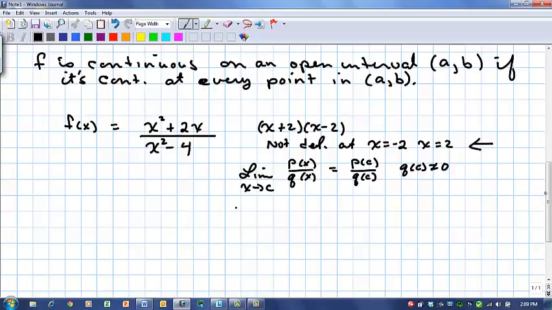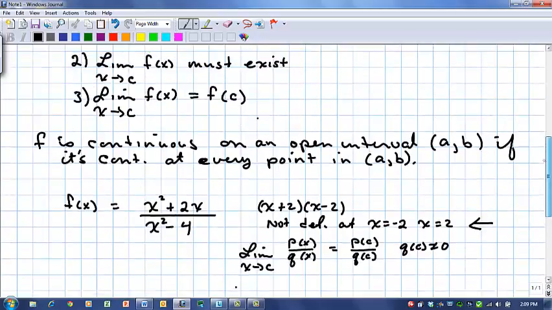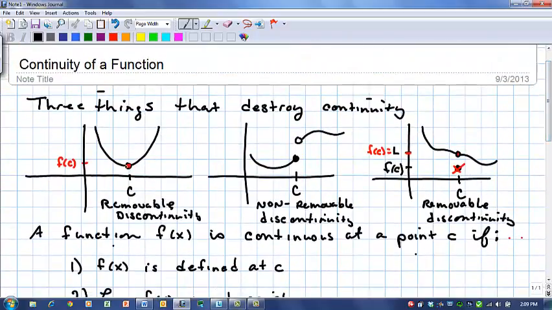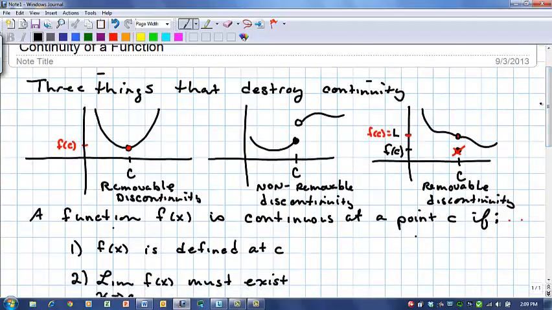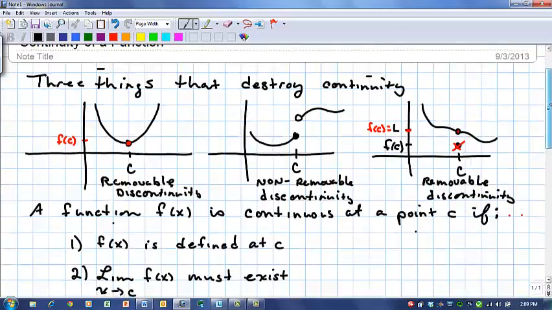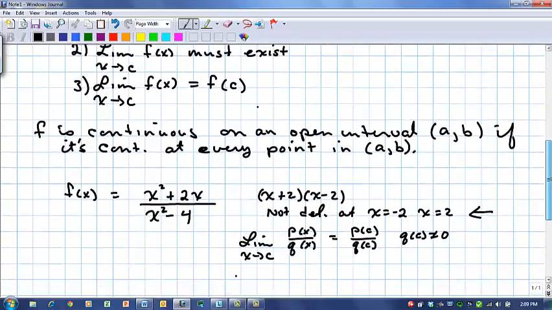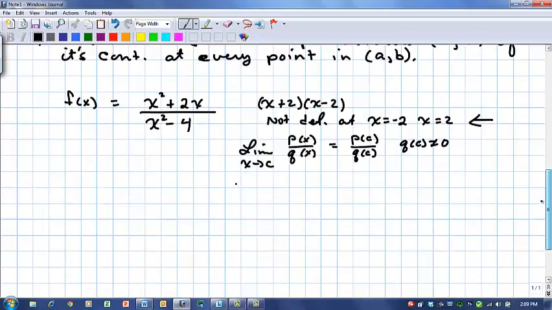Now we have to determine what type of discontinuities they are. Are they removable or non-removable? If we go back up here, we see that if the limit exists, we can redefine the function so that the limit equals the value of the function, and therefore we have a removable discontinuity. But if the limit does not exist, as in this case here in the middle, then we have a non-removable discontinuity because there's no way to redefine the function. So to determine whether these discontinuities are removable or non-removable, we simply have to look at the limit.